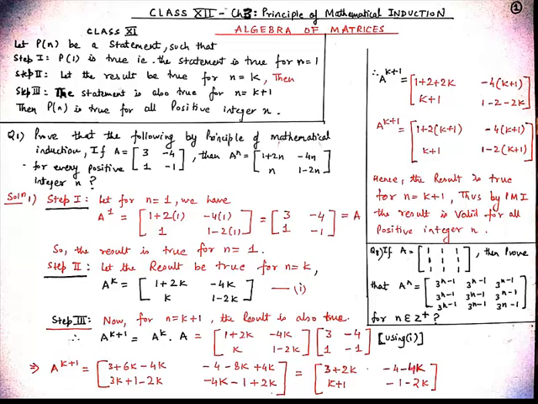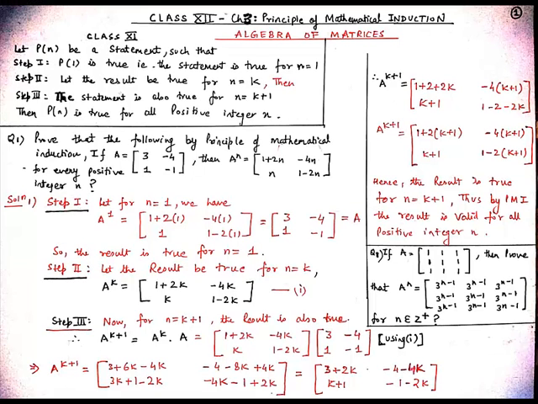So from here, A to the power k plus 1 equals [1 plus 2 taken as common, and in the bracket we get k plus 1; then minus 4, and in the bracket again k plus 1; then k plus 1; 1 minus 2 taken as common, and in the bracket we get k plus 1]. So here you can see that our result is also true for n equal to k plus 1. Thus, by the principle of mathematical induction, our result is valid for all positive integers n.